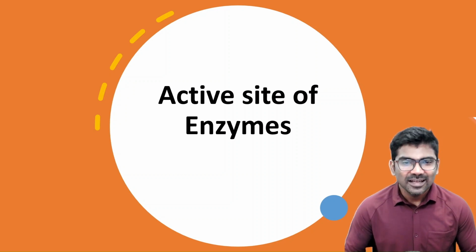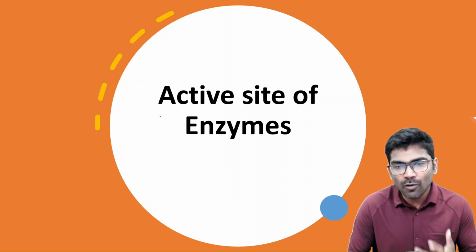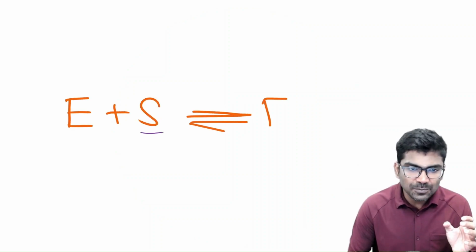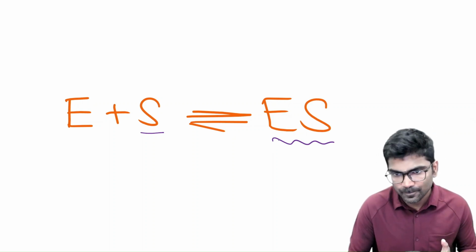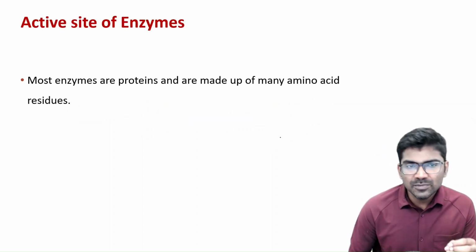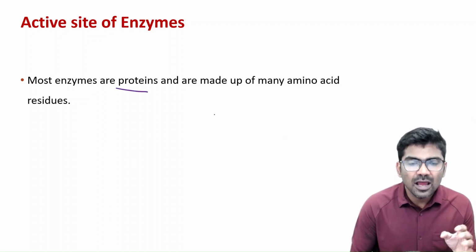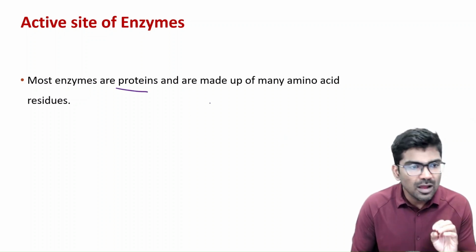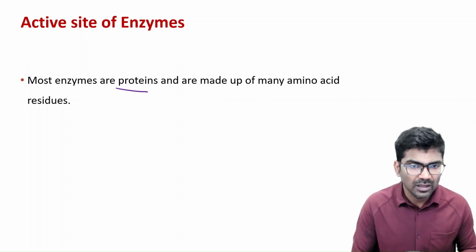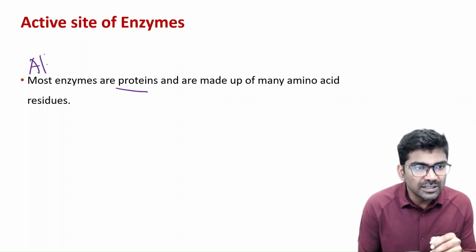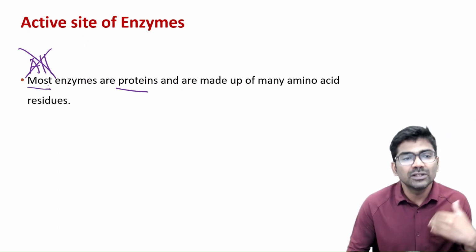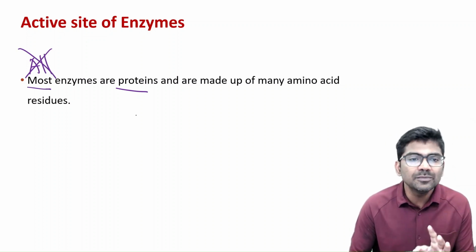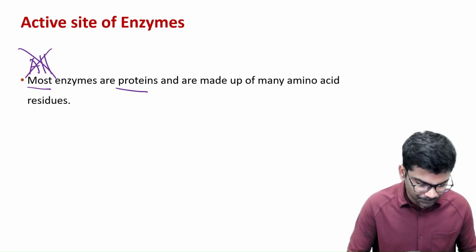Hello friends, let us discuss active site of enzymes. Enzymes bind to substrate to produce enzyme-substrate complex. Most enzymes are proteins and they are made up of multiple amino acid residues. I am not using the word all. I'm using most instead of that. All enzymes are not proteins.